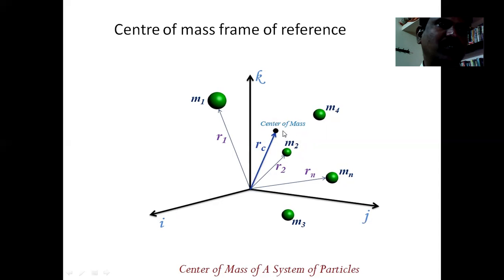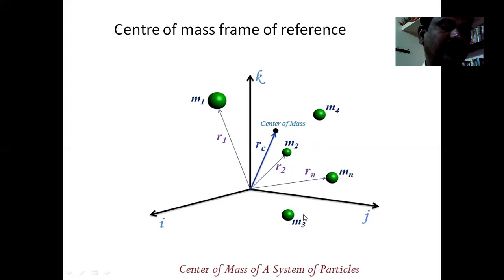When Vcm is equal to zero, then Pcm, that is the linear momentum of that system, is equal to zero. This frame of reference is called the center of mass frame of reference.